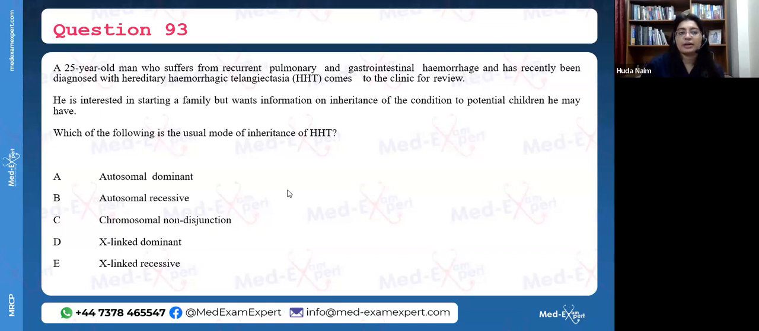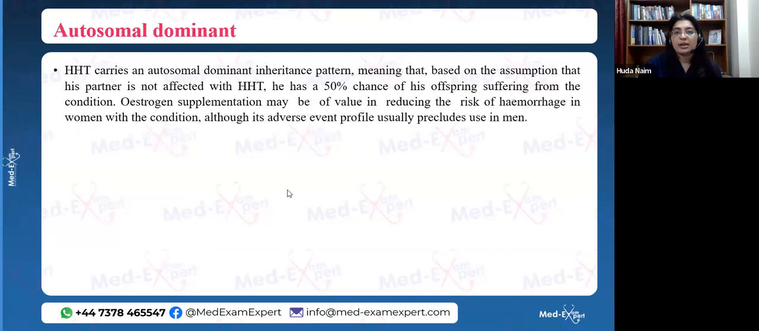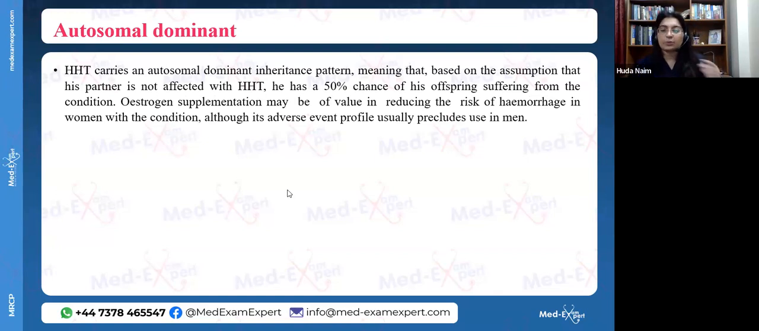So hereditary hemorrhagic telangiectasia is autosomal dominant. Very, very important to know which are the diseases which are autosomal dominant, which are autosomal recessive, which are X-linked dominant, X-linked recessive. Very important to have a table of all of these diseases. So very, very important.